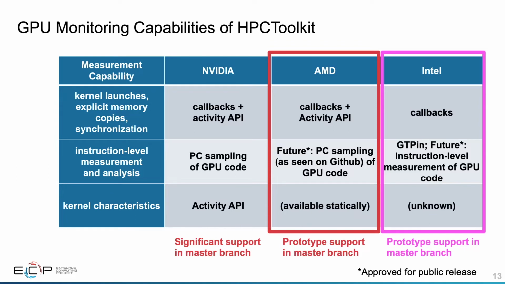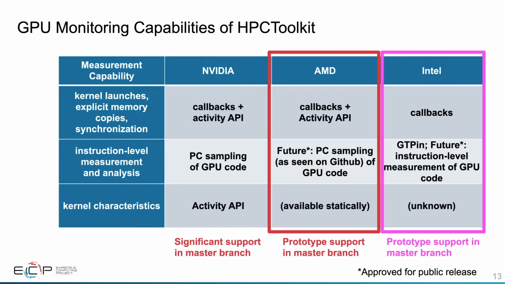For AMD GPUs at present, we can monitor the GPU operations like kernel launches, memory copies, and synchronization. For instruction level measurement analysis, there's no support at present. There are some indications in GitHub that AMD is developing some support for PC sampling, but it's unknown when that will become available or what GPUs it might be available for. It certainly doesn't seem to be evident on any of the GPUs that we have at present. There's information about kernel characteristics that's available statically, but we're presently not gathering and reporting it for AMD GPUs.